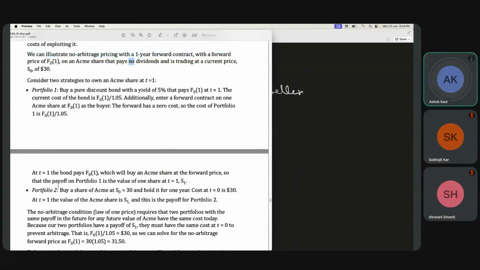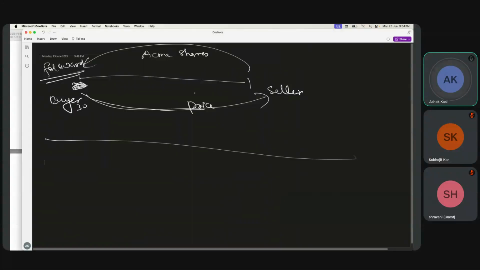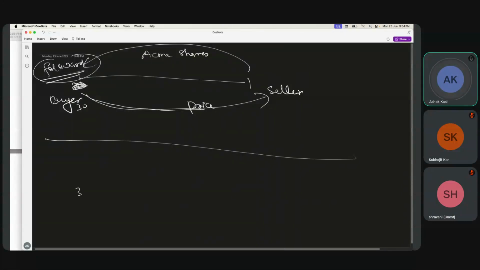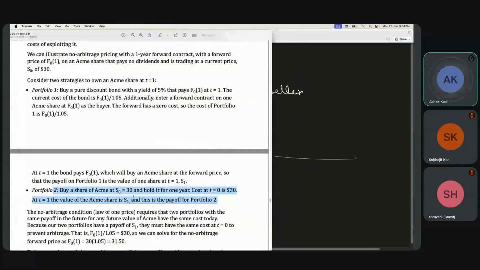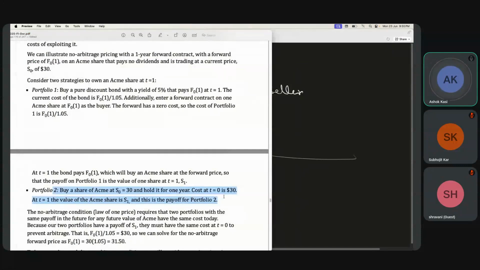So now coming to this portfolio 2, it says you can enter into a contract like this, a forward contract, or else buy a share at 30. So today you buy a share at 30, and hold it for 1 year. So after 1 year, then what will happen? 0, 1. Hold it for 1 year.